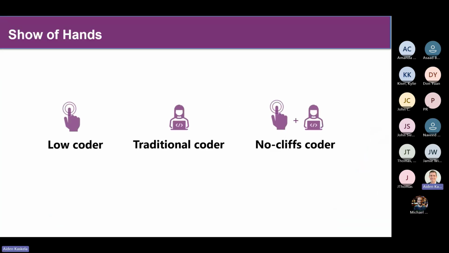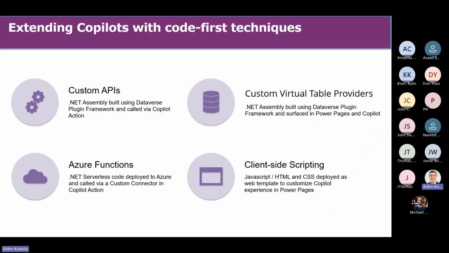So these are our slides from in person. We're going to skip who our audience is because we've been talking for a little bit now. In today's session, we're talking about extending copilots with code first techniques, and we're going to show that through 4 different approaches. First is surfacing data through custom APIs. We're going to look at building Azure functions and how to integrate them with Copilot.